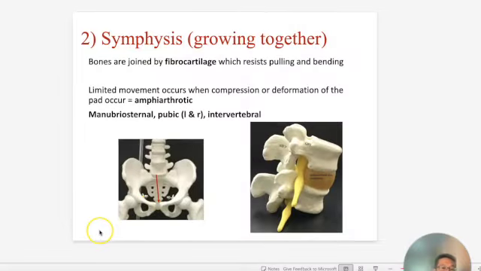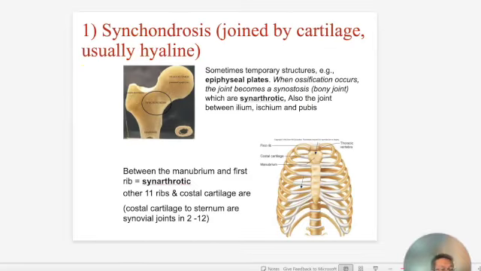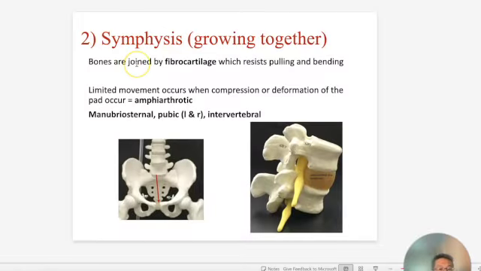Okay, remember the first one is hyaline or fibrocartilage. Okay, there. First one is synchondrosis, and the second one is symphysis. Okay.